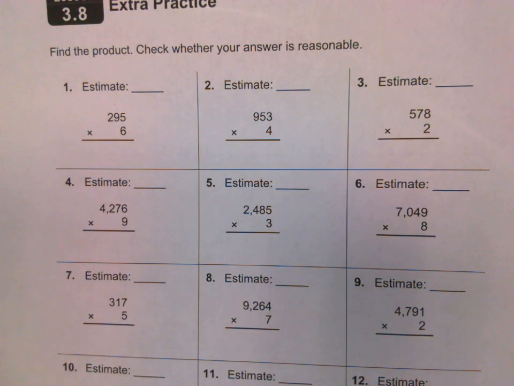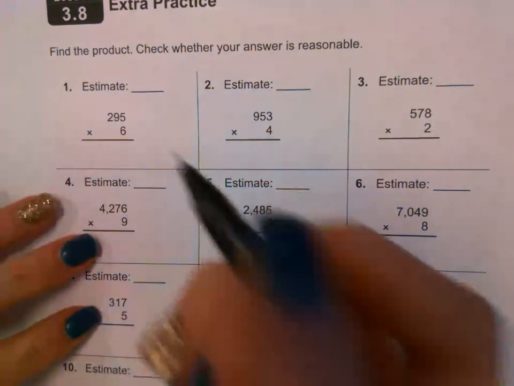All right, today we are going to look at using the standard algorithm to multiply 3- and 4-digit numbers by a 1-digit number. So this is very similar to what we did yesterday, except we're just adding some additional place values to our first factor. So let's take a look at our first one.